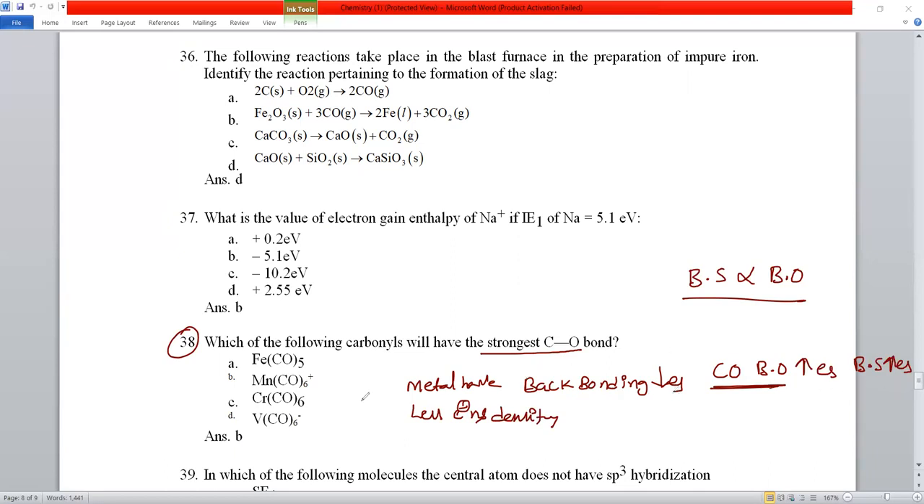So let's check here which one does not have high metal electron density. Here the oxidation state of iron should be 0, and here the oxidation state of manganese should be +1. Here chromium should be 0, and here it should be -1. Which has the more electron density? Vanadium. Which has the least electron density? Manganese. So that is your answer.